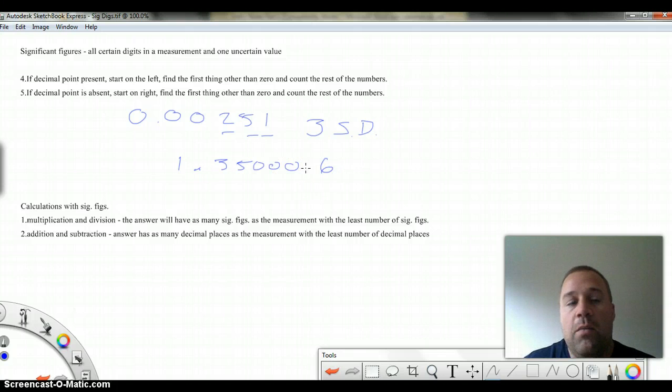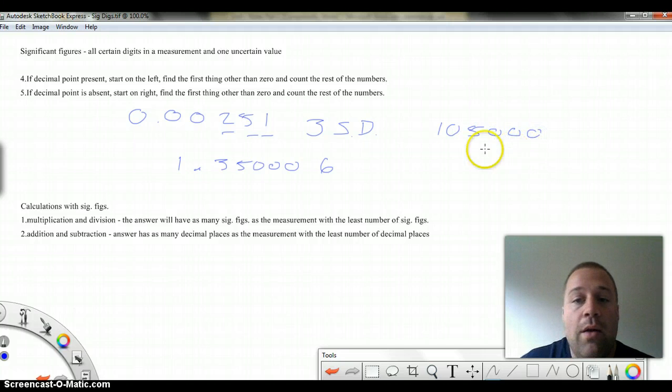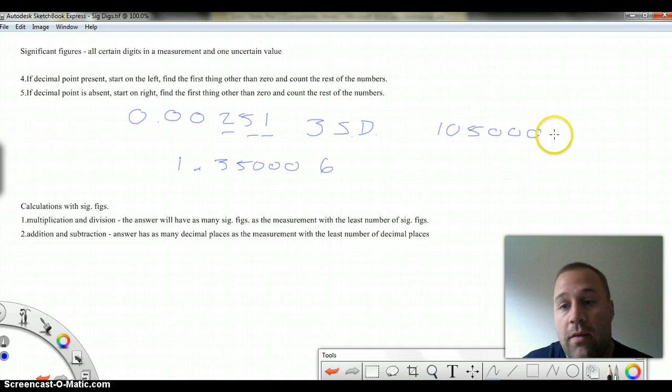Number 5 there says if decimal point is absent, you're going to start on the right, find the first thing other than 0, and count the rest of the numbers. So these are going to be bigger numbers generally. You're going to end up with something like 105000. No decimal point is present, even though it's assumed that it's right here at the end of the number, because it's not actually formally written there, it means that this place value was not measured. So no decimal point present. You're going to start on the right-hand side because it's absent, and you find the first thing other than 0, which is this 5. So you have 1, 2, 3 significant digits.